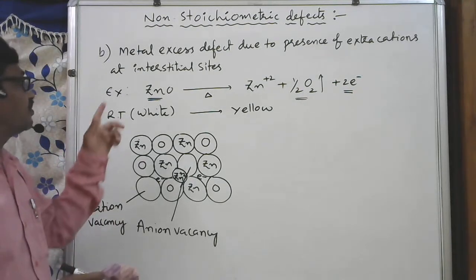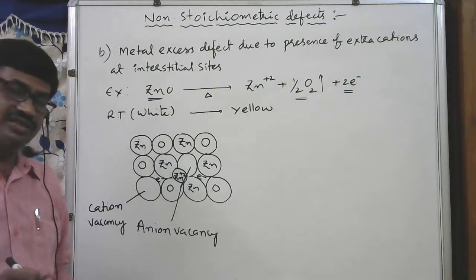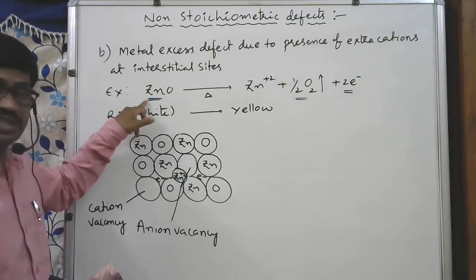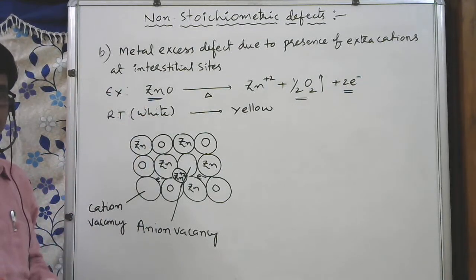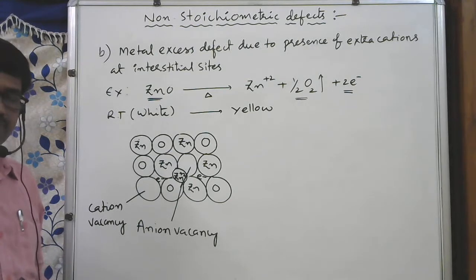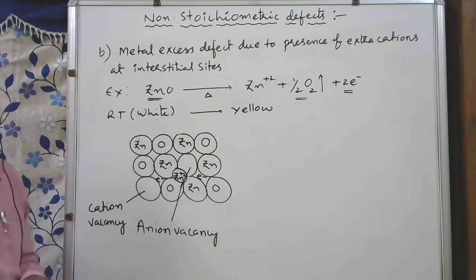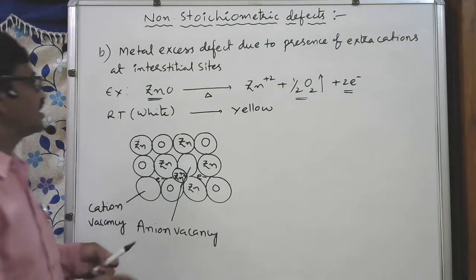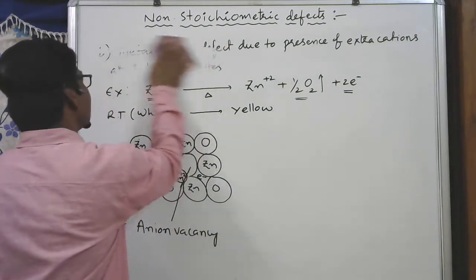This metal excess defect, due to the presence of extra cations, is related to zinc oxide-like examples which can show Frenkel defect also. In Frenkel defects also we have discussed examples like these. So Frenkel defect related examples we can consider here. Then the next defect is metal deficiency defect.